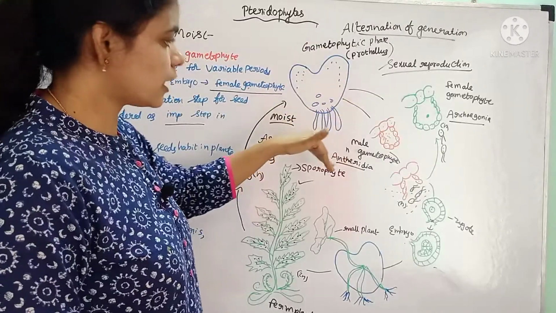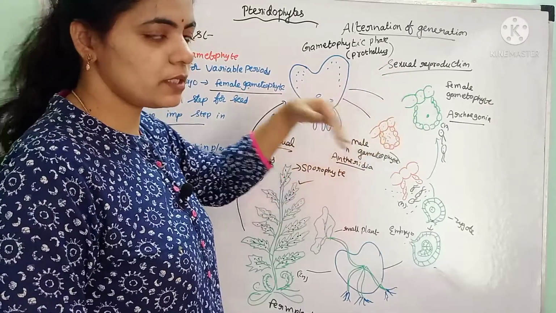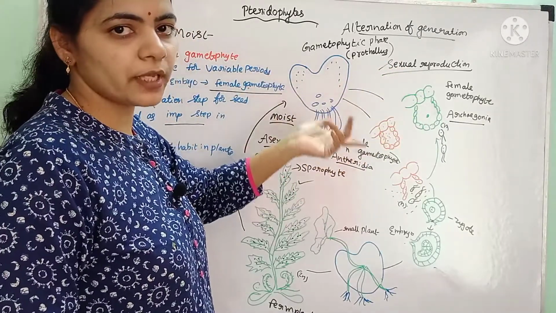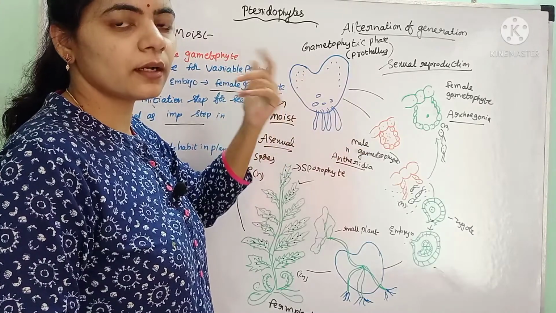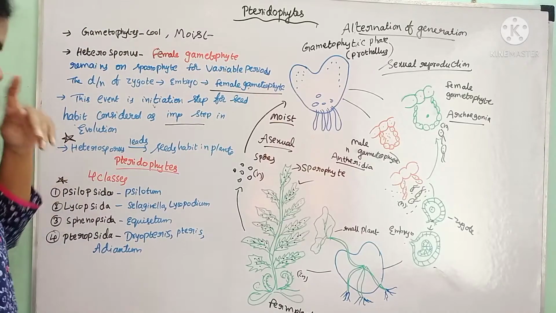Like bryophytes, these organisms also show alternation of generations. That means the sexual phase is followed by the asexual phase, and the asexual phase is followed by the sexual phase. That is called alternation of generation.